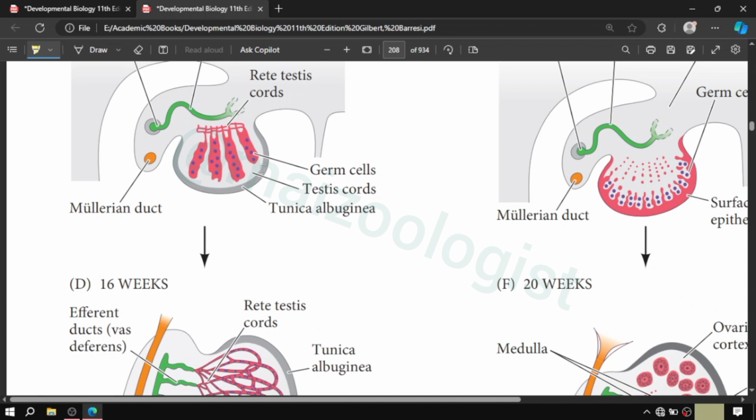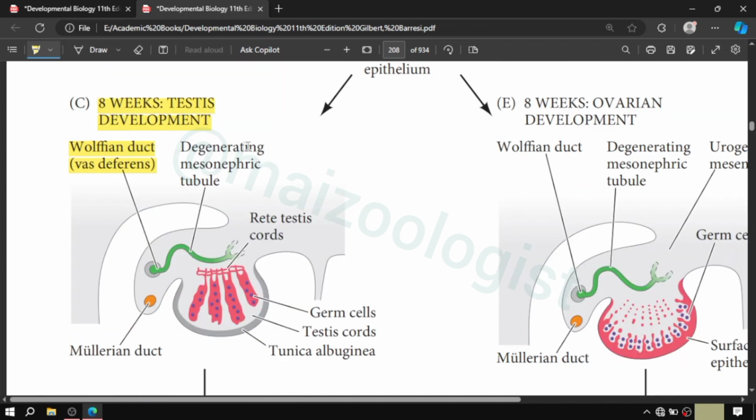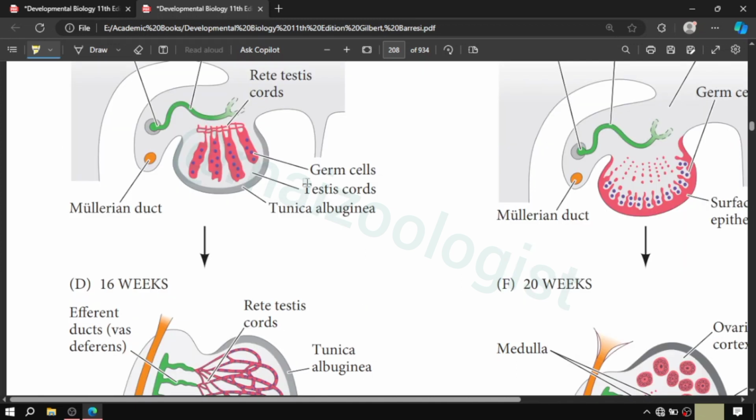These are all terms that I'm not going to describe in detail here, just the terms that are the topic. We already studied the testis cords and the rete testis cords.